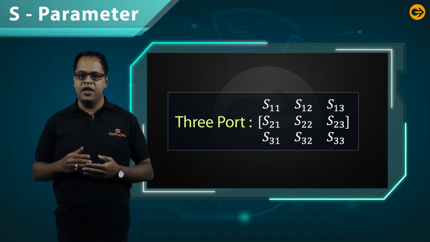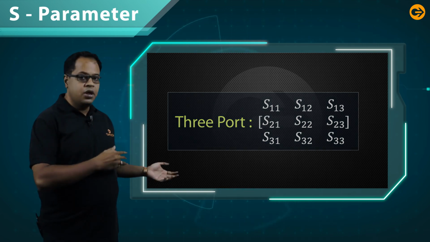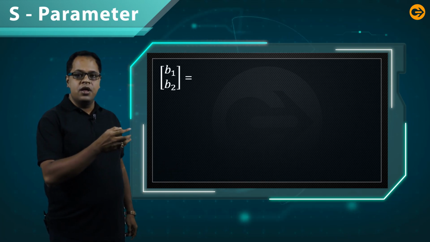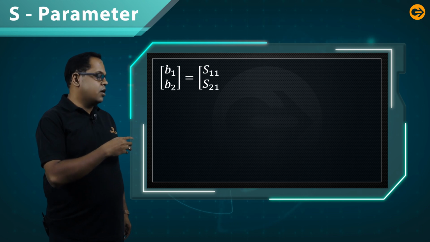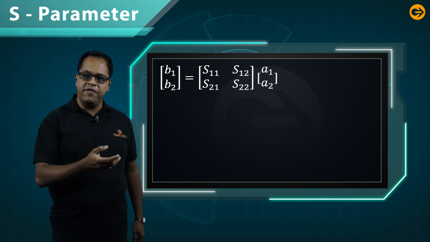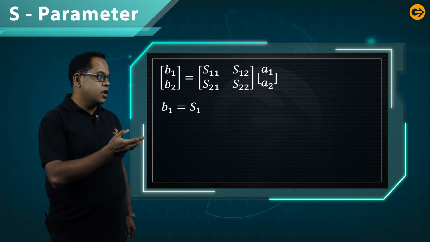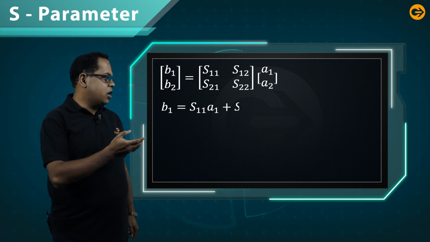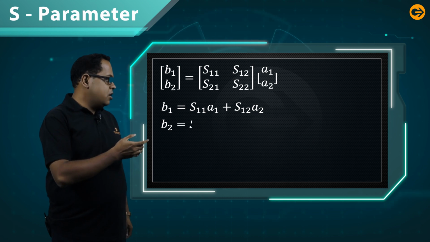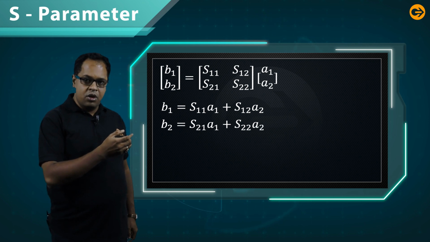We will discuss the S parameter for a 2 port network in detail. Let us start. It is B1, B2 is equal to S11, S12, S21, S22 into A1, A2. If you simplify this matrix, this will be B1 is equal to S11 A1 plus S12 A2, and B2 will be S21 A1 plus S22 A2.